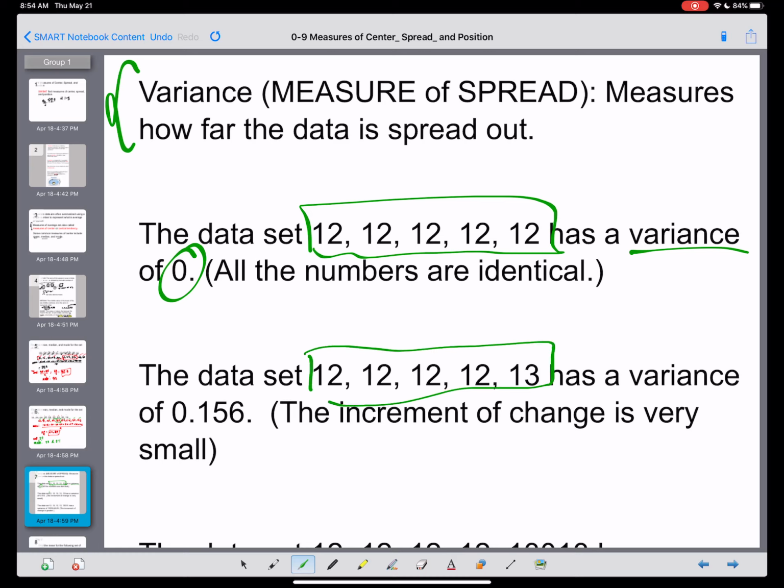Here, it's 12, 12, 12, 12, 12, and then 13. There's only one small change. Because of that small change, the variance is 0.0156. They're not all the same, but there's only one small change. So the variance changes.